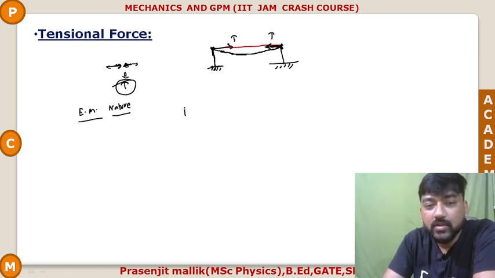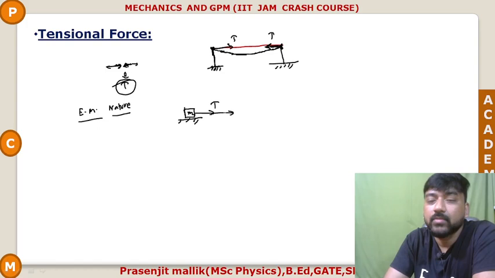Suppose we have an object something like this, and we have a string, and if you pull the object by this string, then obviously the tensional force will be along this direction. So the tensional force will always be away from the object. This is because we can't push our object by using a rope. We have to always pull the object. You can't push the object along this direction. So the tensional force will never be towards the object. It will always be away from the object.